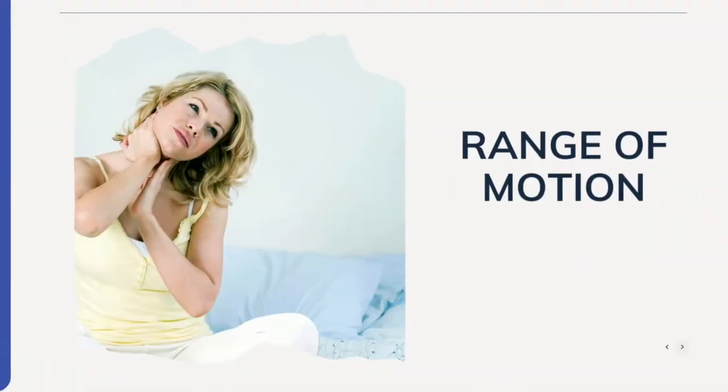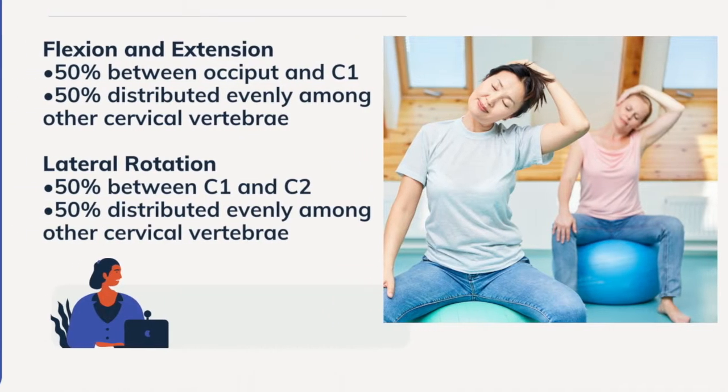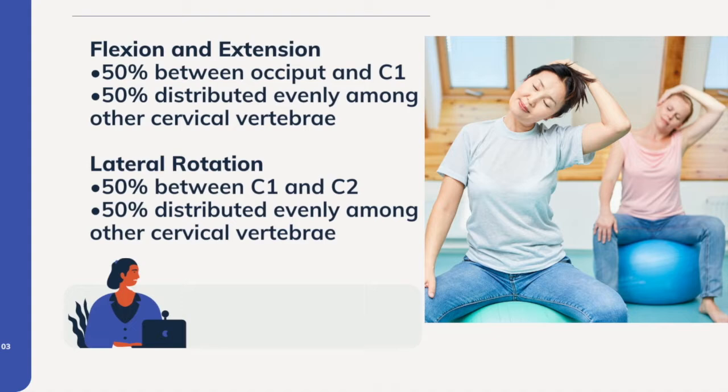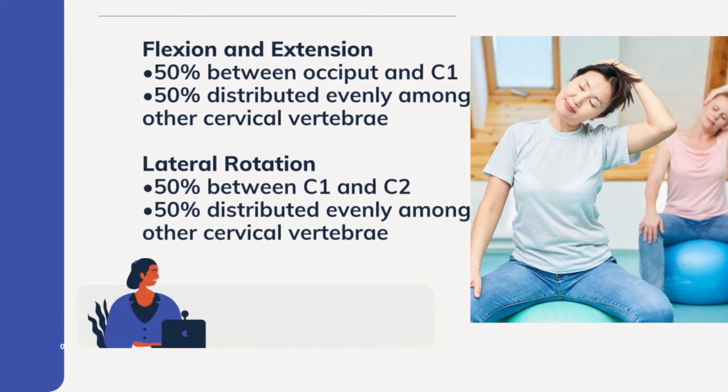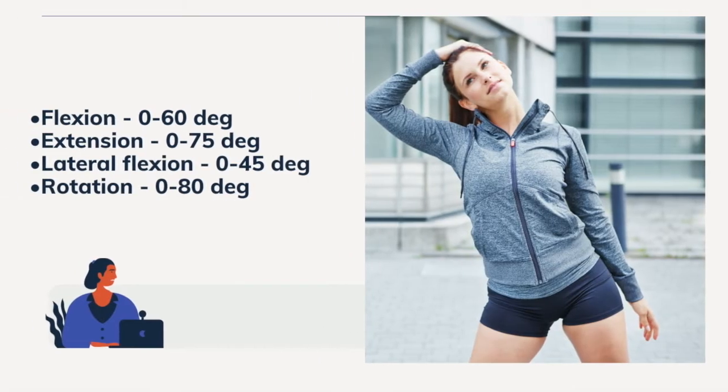In the cervical spine, it is important to note that 50% of flexion and extension occurs between the occiput and the C1, and the other 50% is evenly distributed among other cervical vertebrae. For lateral rotation, C1 and C2 are responsible for 50%, while the remaining 50% are evenly distributed among other cervical vertebrae. And these are the range of motion for each movement.